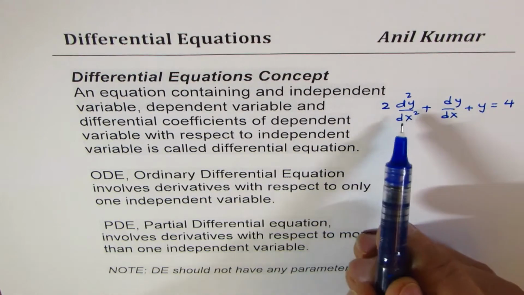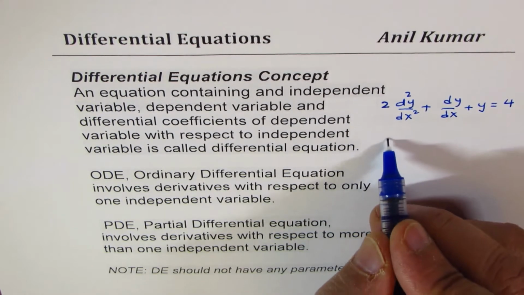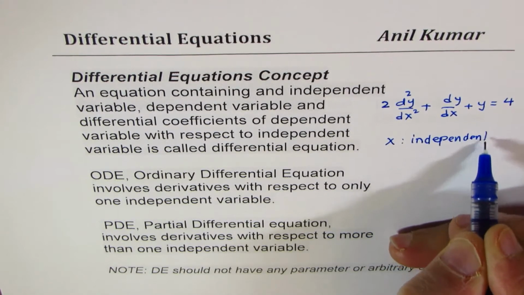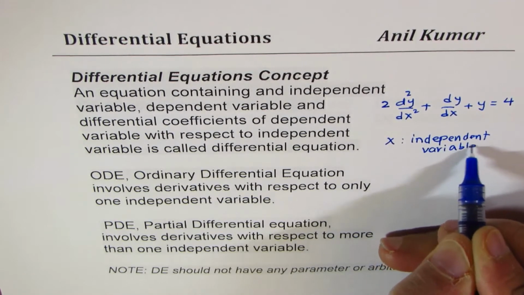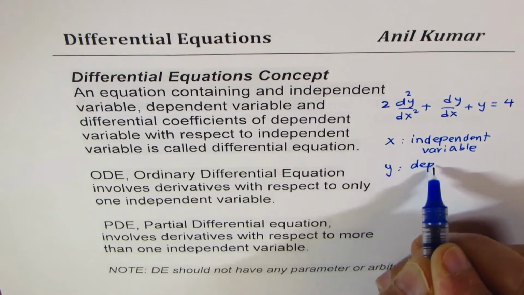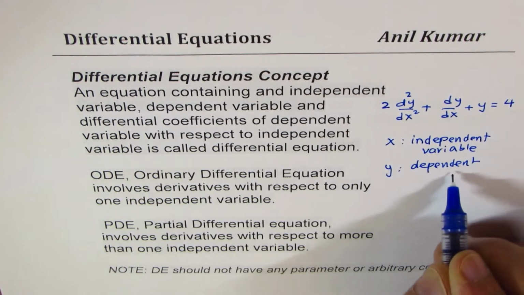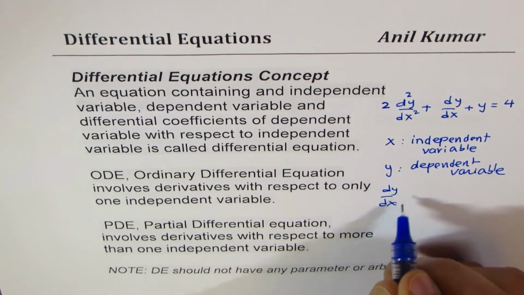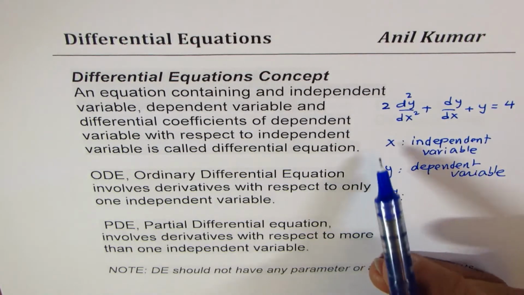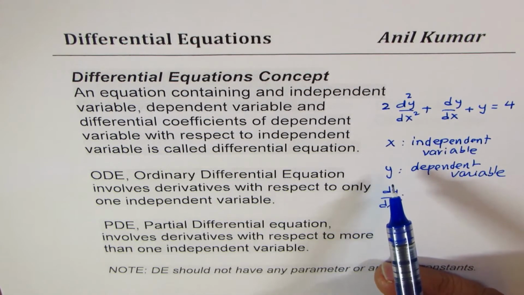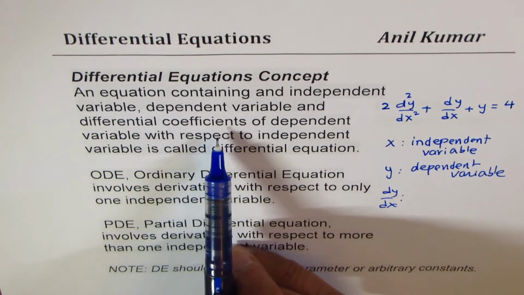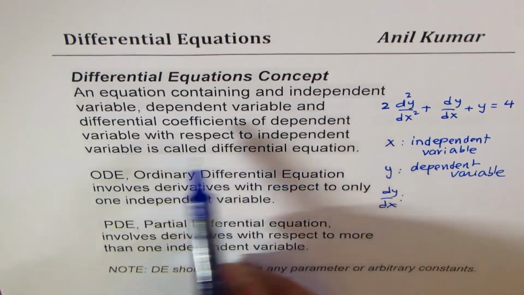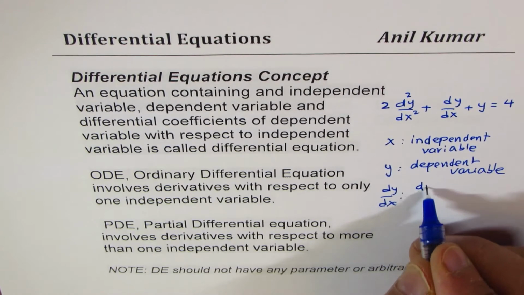Now in this equation, what we see here is that x is the independent variable, y is the dependent variable, and dy dx, which we call the rate of change, gives dynamics to this equation. We call these differential coefficients. So an equation containing independent variables, dependent variables, and differential coefficients. These are the differential coefficients.